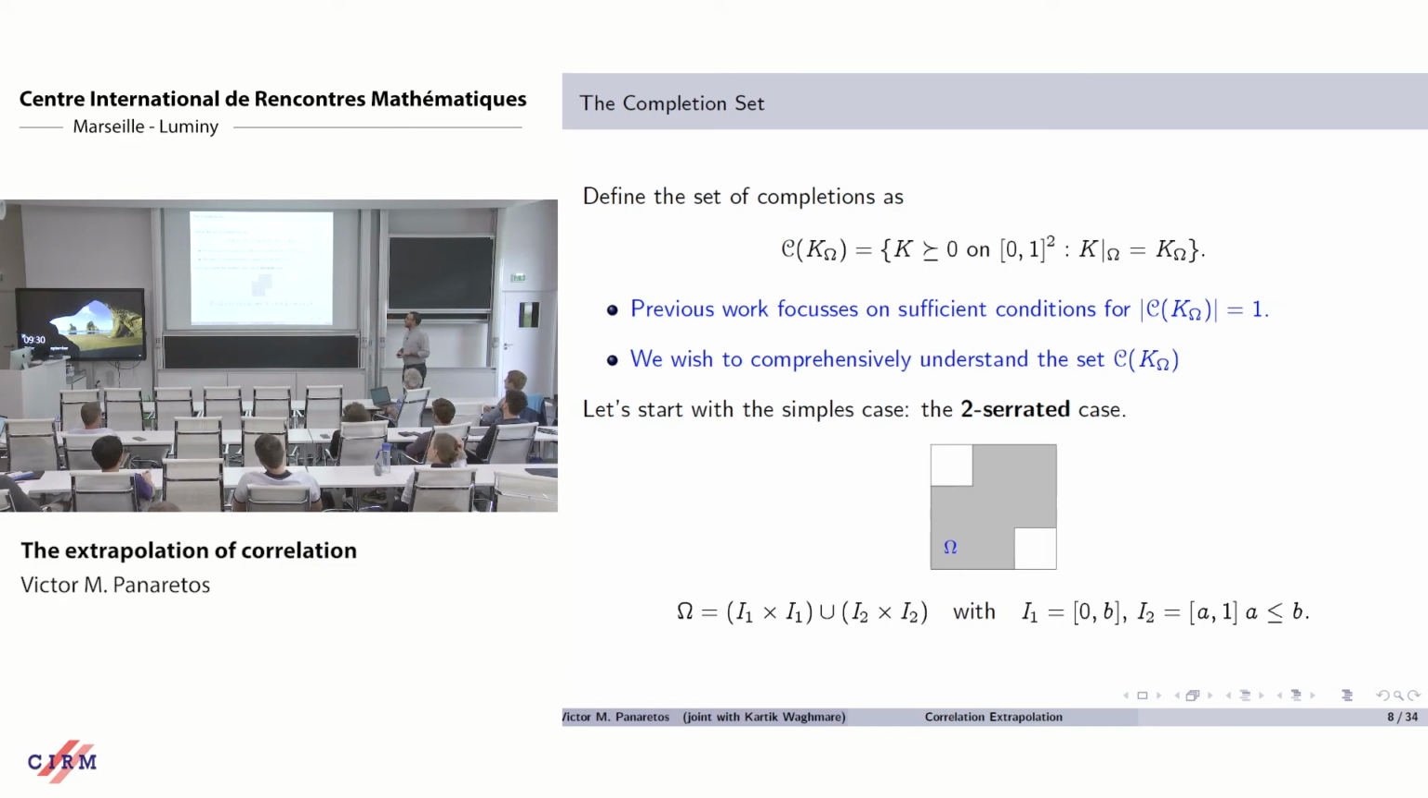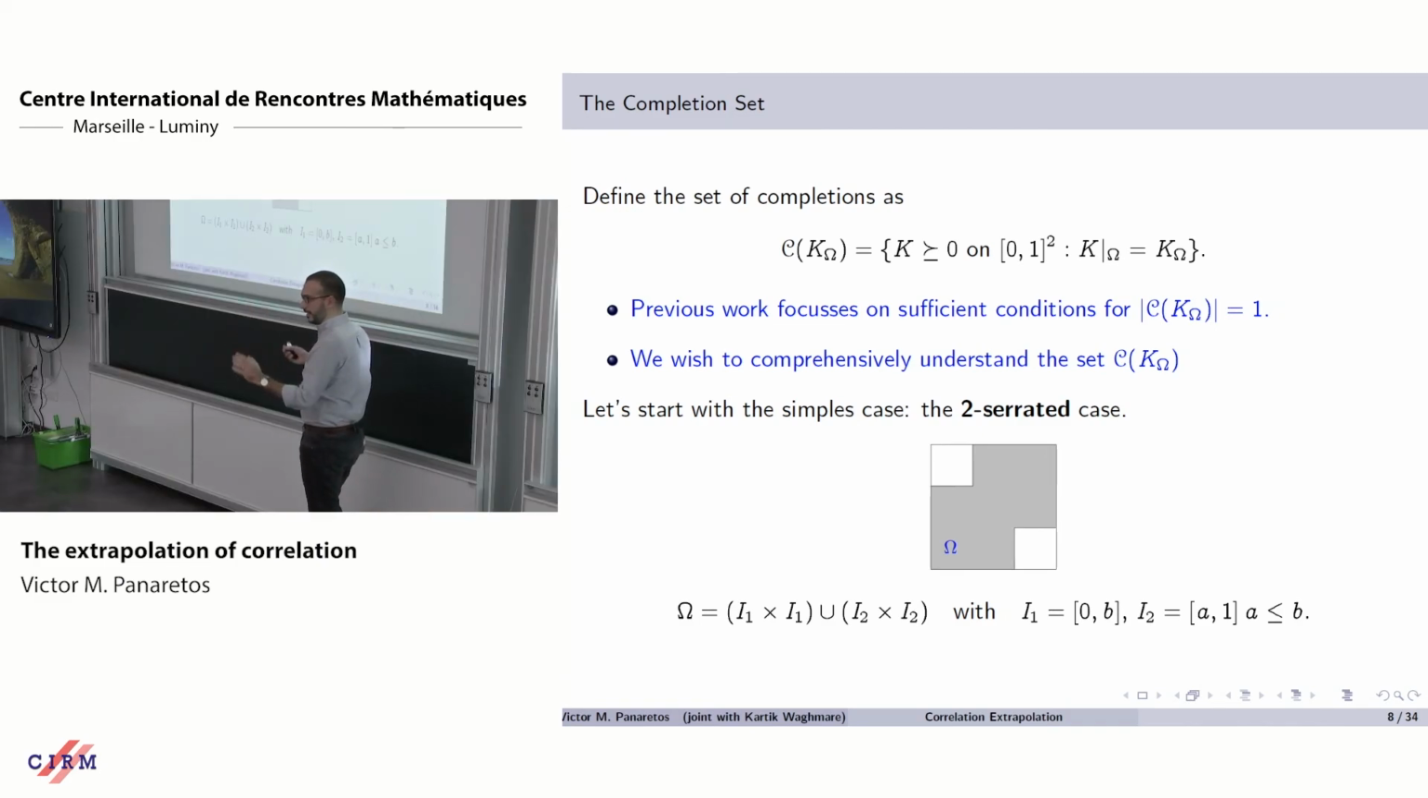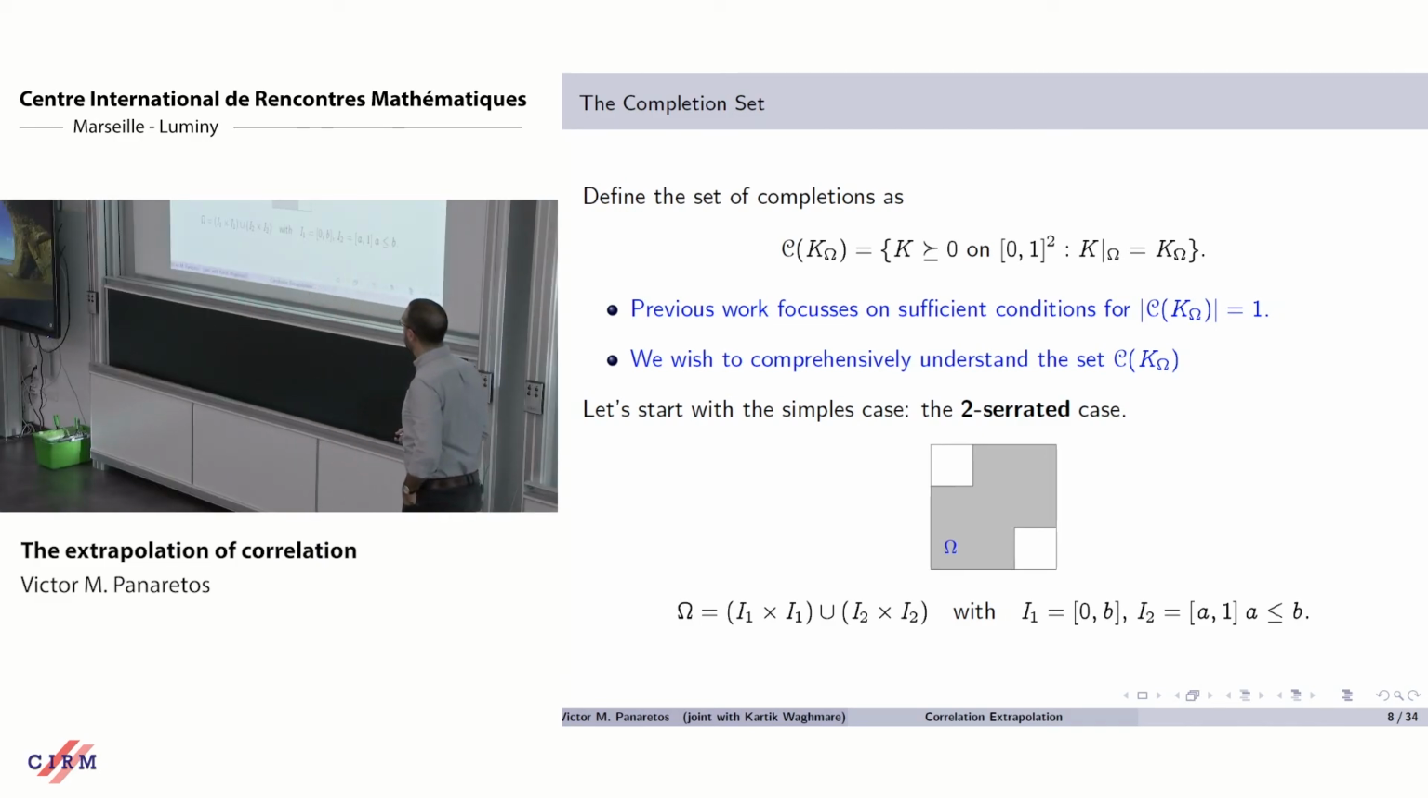So let's try to understand this, and let's go to the simplest non-trivial case, the two-serrated case. So I only have two intervals, 0 to b and a to 1, with a less than or equal to b, so it's a kind of overlap like this, and you get two overlapping squares. They might overlap at a point, but they certainly do overlap because you need to have a cover, and this gives you the domain omega.